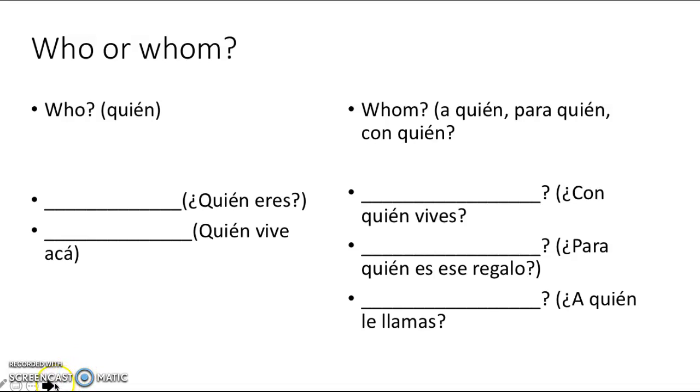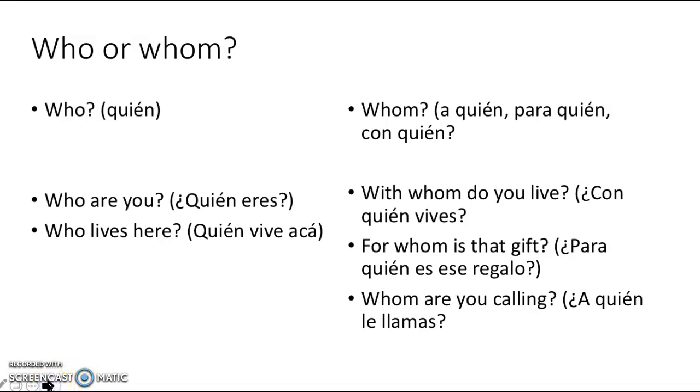All right, let's check. So, ¿quién eres? Who are you? ¿Quién vive acá? We're missing the question mark. Who lives here? Okay. And here, with whom do you live, or whom do you live with? So that's the con quién, right? For whom is that gift? ¿Para quién es ese regalo? So the for whom, okay? Or whom are you calling? ¿A quién le llamas? So again, the con quién, para quién, a quién.